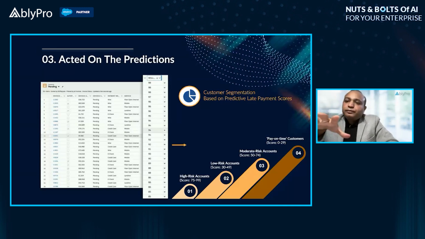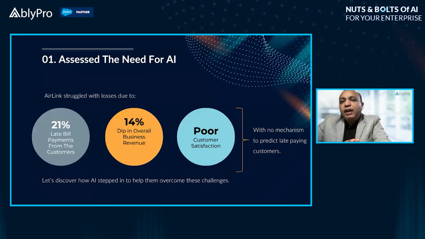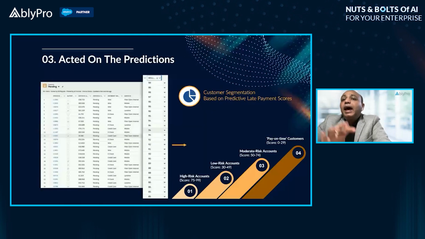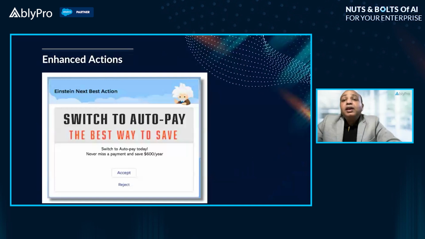So what AI has done is, if you see, they have assessed the need for AI, they have analyzed the historical data, and now AI has predicted results. That these are the customers whom we think are going to pay late. But you have still not acted on those predictions, right? You have just segmented those customers. Then maybe based on the segmentation, if you're using generative AI, it can actually help you perform enhanced actions, right? So it may suggest ways on how you can make your customers pay on time, right?